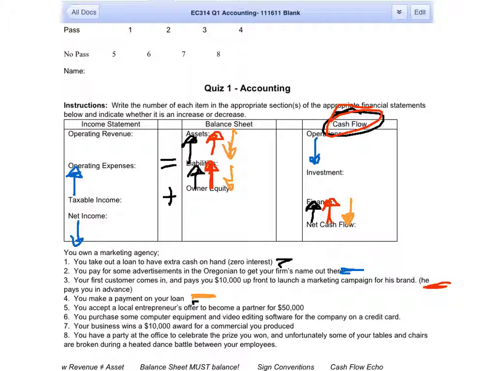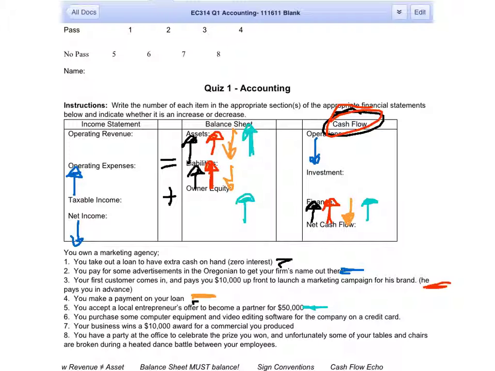So let's move on down to another color that I'm not exactly sure what to call because I had a small box. Accept a local entrepreneur's offer to become a partner for $50,000. So what's going to go on is that you've got all this extra cash coming in. At the same time, owner equity goes up, so you know that those balance out. Anytime you see owner equity changes, it's a good idea to remember that that stuff shows up in finance. Because cash is flowing in, you're going to see an increase in cash from finance.